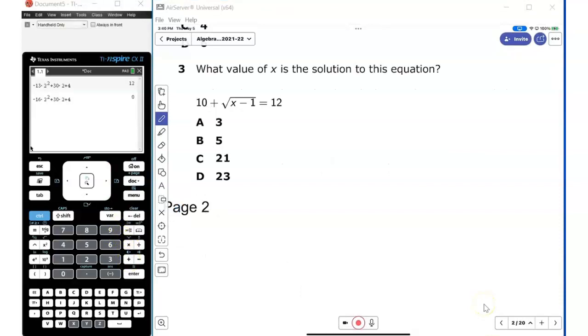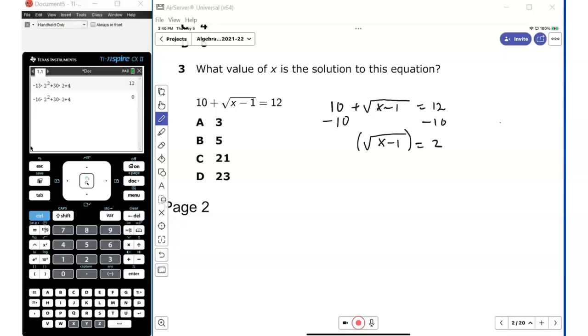Number 3, what value of x is the solution to this equation? So we have 10 plus the square root of x minus 1 equals 12. Our first step is to subtract 10 from both sides. So you have square root of x minus 1 equals 2.